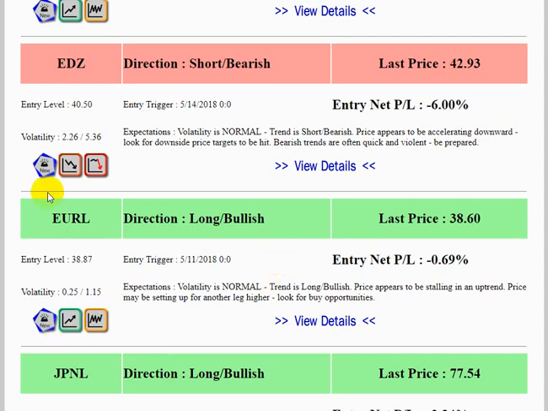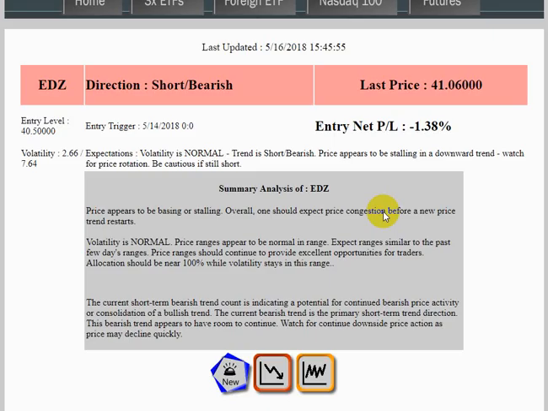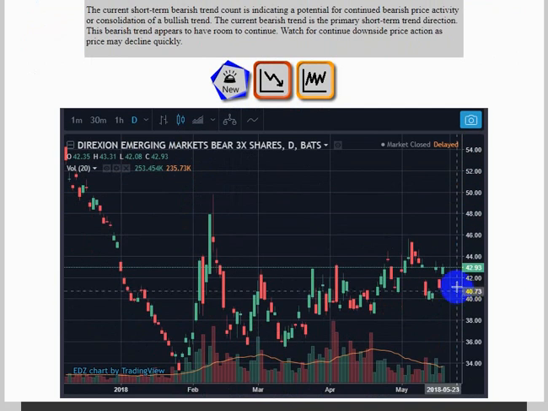You can see here the EDZ symbol is short, it's a new trigger, it's bearish trending, and it's breaking out to the downside. Let's see on the chart if that's actually the case. Breaking out down here with a gap, rotated back higher, we'll see how it plays out.